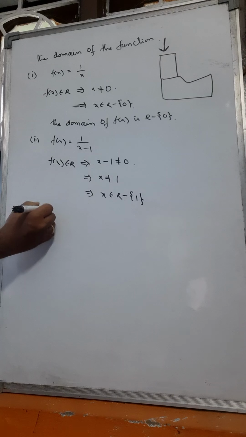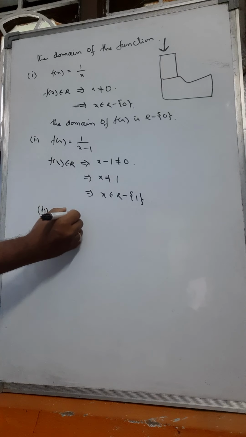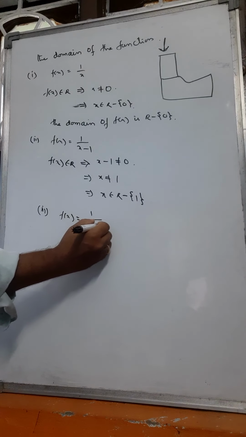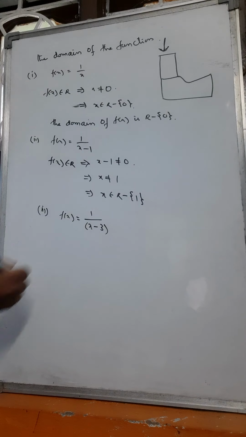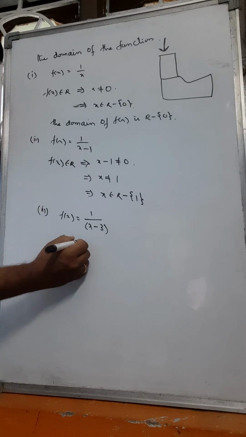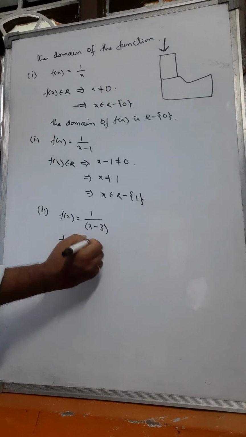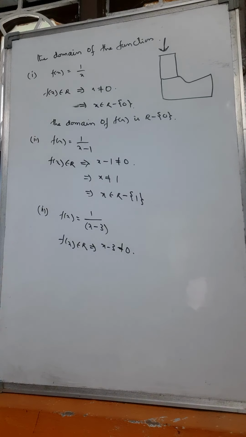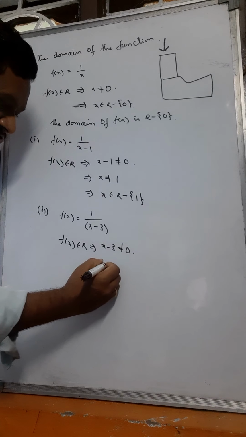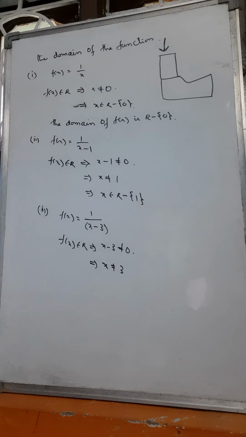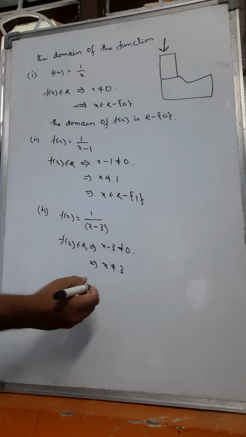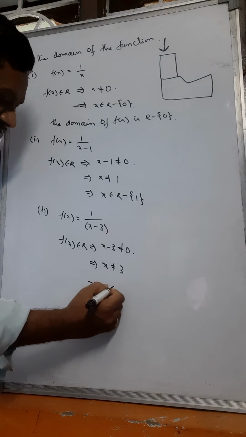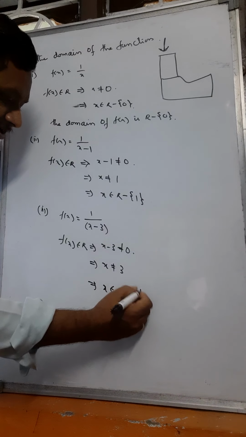Now I am taking one more example: f of x equal to 1 by x minus 3, where f of x belongs to capital R. From that, x minus 3 is not equal to 0, so x is not equal to 3. So x is not equal to 3 means except 3, all the remaining real numbers. So x belongs to R minus 3.